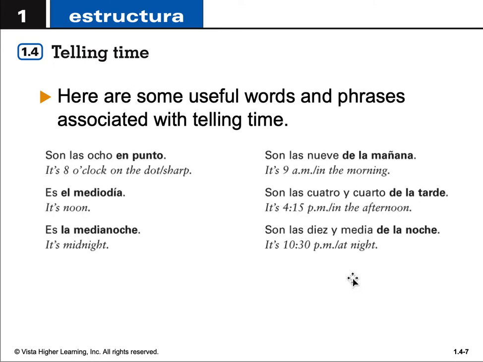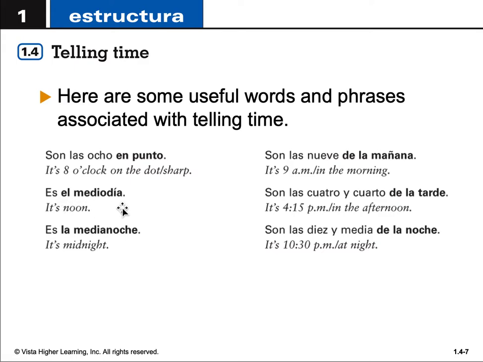Here are some useful words and phrases associated with telling time. So, en punto is how you would say on the dot or sharp. Son las 8 en punto. It's 8 o'clock sharp. Es el mediodía. It's noon. All right. Notice this here. We're actually saying it is the noon. Something else you just got to memorize.